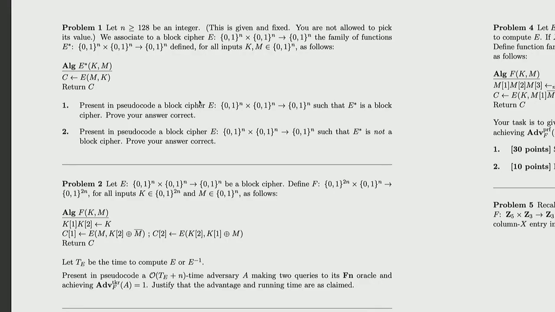It's saying present in pseudocode a block cipher E with a certain property, namely when you do this E star on it, you get something that's also a block cipher. So you have to parse that. But at the end of it, what is it you have to present? I mean, what do you have to build here? You're being asked to give something. So what is it you're asked to give? And what do you have?